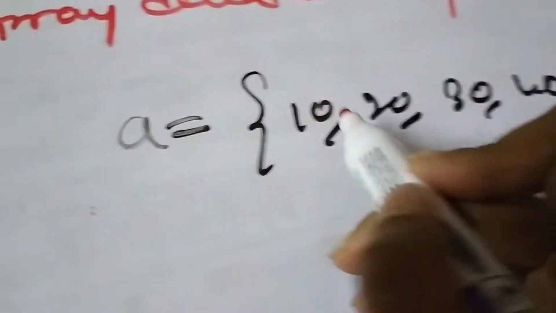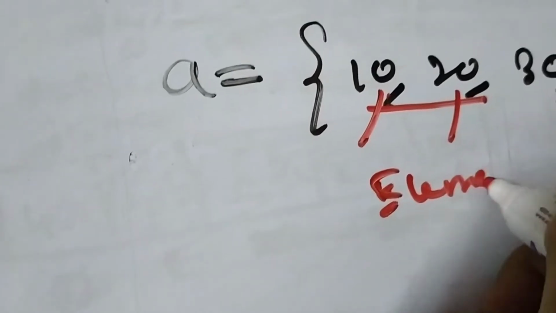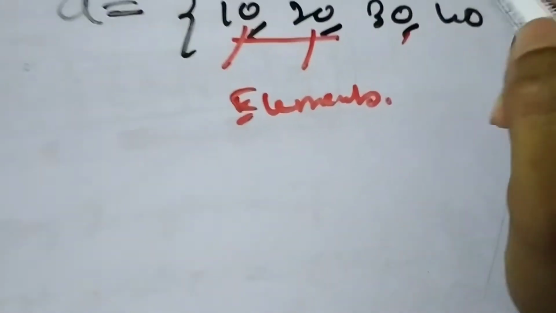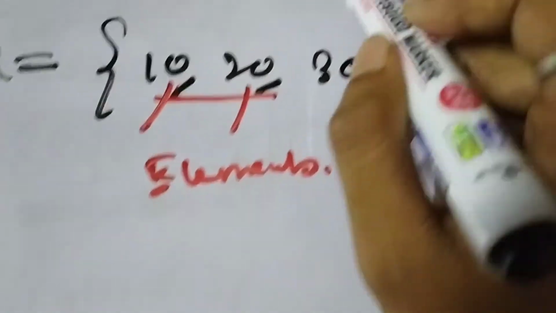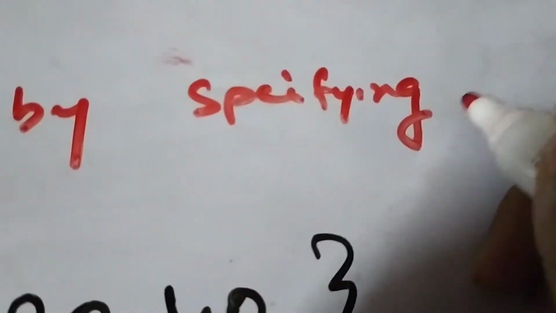Now, by specifying elements. Suppose this is an array. These are the elements, 10, 20, 30. Just now I showed you how to declare an array by specifying size. Now I will show you how to declare an array by specifying elements.